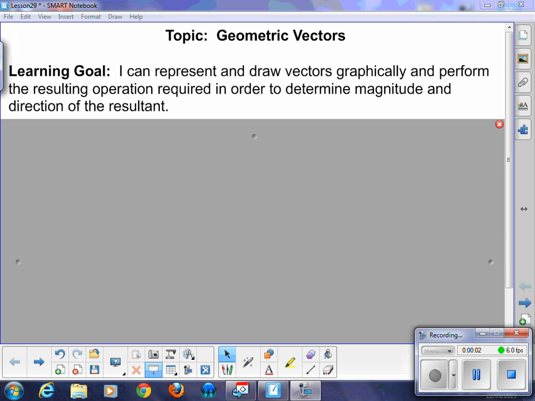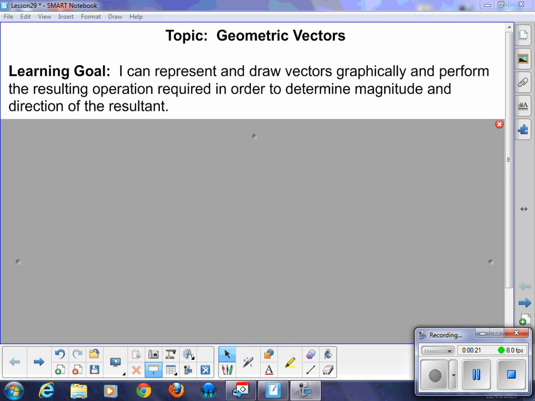Our next topic is geometric vectors. Remember, geometric means pictures. We're going to be drawing some pictures, and we're going to be solving them. So, learning goal: I want you to be able to represent and draw vectors graphically and perform the resulting operation required in order to determine magnitude and direction of the resultant.